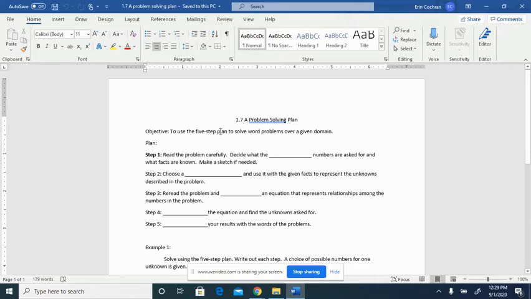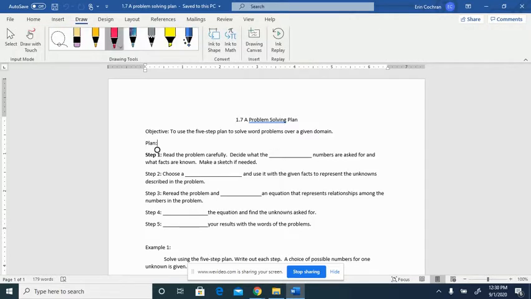All right, today we're going to talk about 1.7, a problem-solving plan. The object is to set up a 5-step plan to be able to solve word problems over a given domain. Step 1 is read the problem carefully and decide what the unknowns are. What are you trying to find? What don't we know? And ask what facts are known. Make a sketch if you need to.